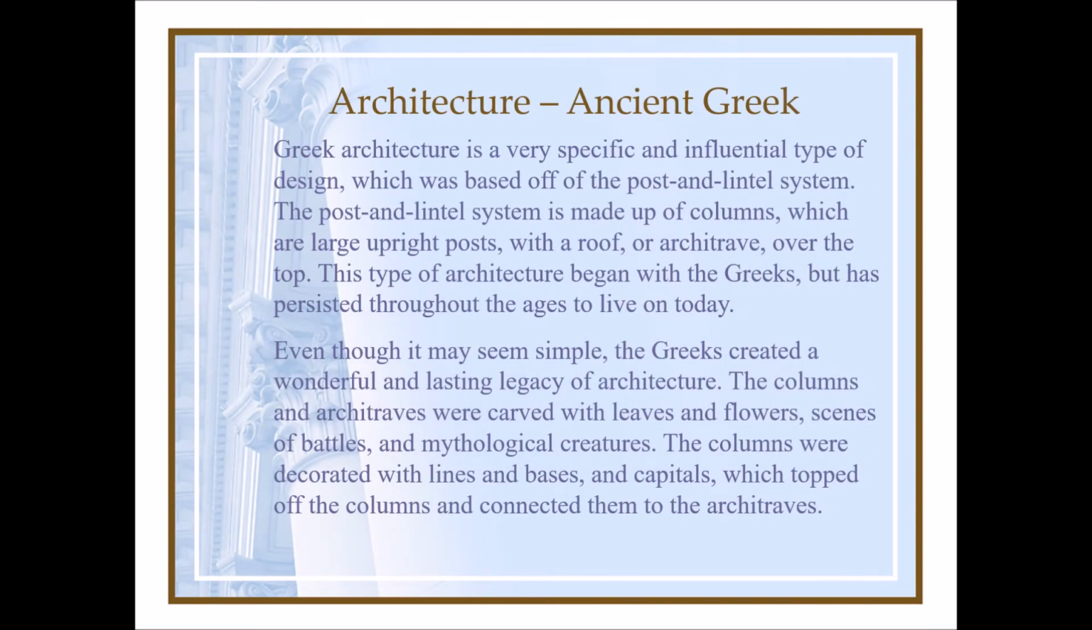And then the next period of architecture is ancient Greek. Ancient Greek is a very specific and influential type of design which was based on the post and lintel system. That is their characteristic. The post and lintel system is made up of columns, which are large upright posts with a roof or architrave over the top. This type of architecture began with the Greeks, but has persisted throughout the ages to live on today.